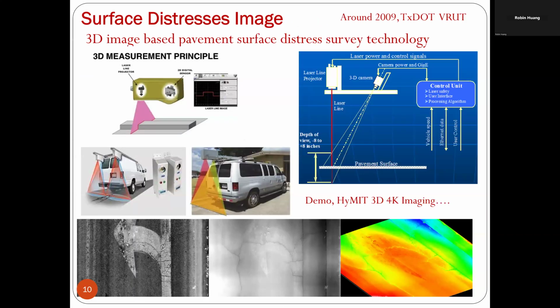So the line scan cameras only gave a surface picture. There was no structure information. There's no 3D data. Then from 2009, Textile developed its own 3D systems to do the rut and surface distress inspection. That one is also considered the world's first 3D image-based pavement surface distress survey system.